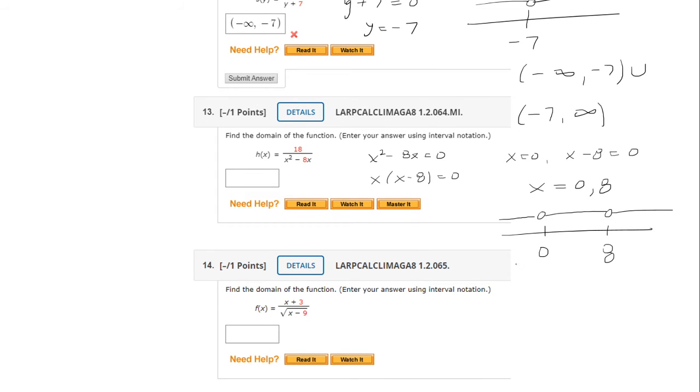So whenever we write the interval notation, we always want to start at the leftmost. So we're coming in from the left here, negative infinity. We're going to stop at 0. And 0 we don't want to include, so we're going to put an open parenthesis. And then union. Now we're going to go between 0 and 8. Again, we don't want to include those. And then finally, we're going from 8 to infinity.